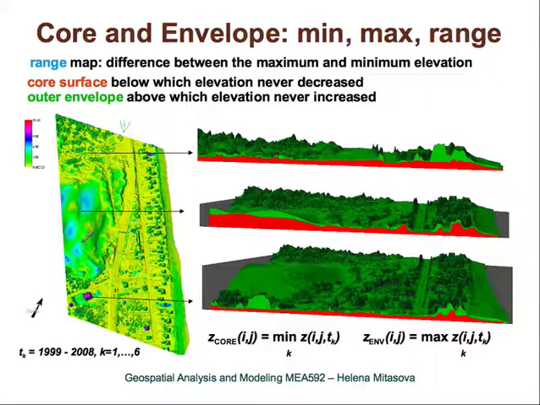Then we can extract the core surface, and that would be the minimum elevation measured over time. The core surface represents the elevation below which elevation never decreased. So in these cross sections, it is this red volume, and this is the volume of the sand and the topography that was there all the time, that didn't move over that study period.